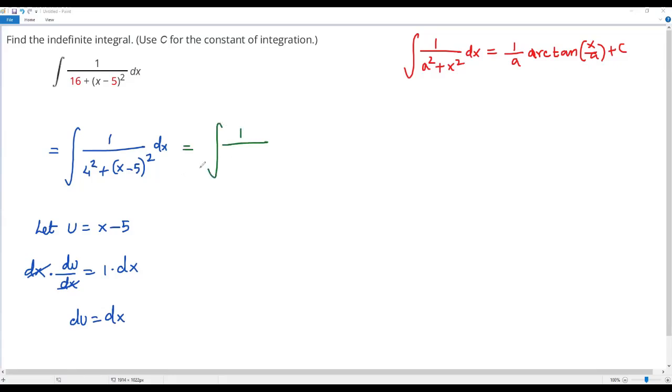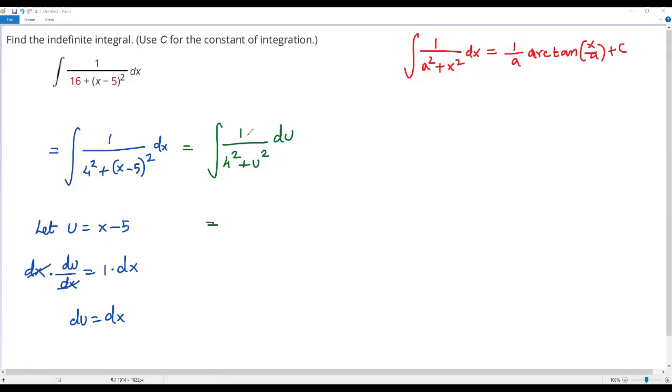Now let me continue with this integration. Integral 1 over 4 squared, and for this x minus 5, we can substitute the new variable u, then we get 4 squared plus u squared, and for this dx, we can substitute du. Okay, I've done it. Now we got this integrand exactly in this form, 1 over a squared plus x squared. At the place of a, we have 4. At the place of x, we have u. That is a single variable. u is squared over here. Now I can use the formula we have discussed over here.